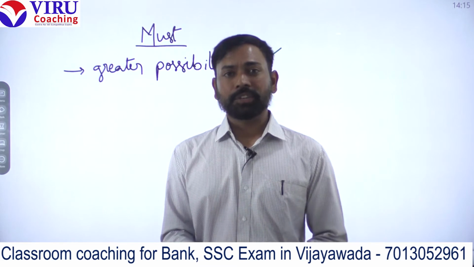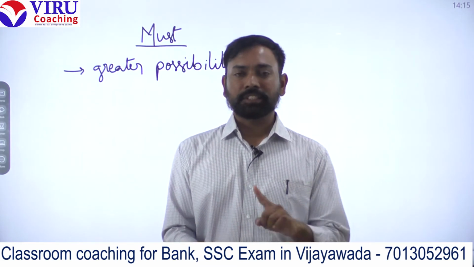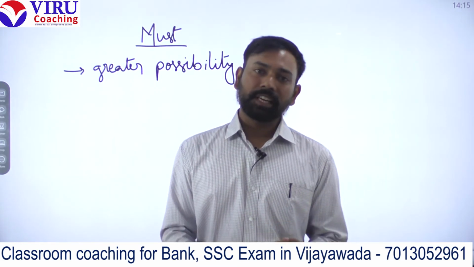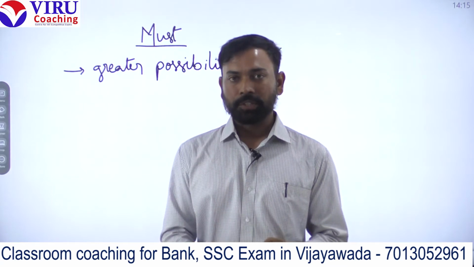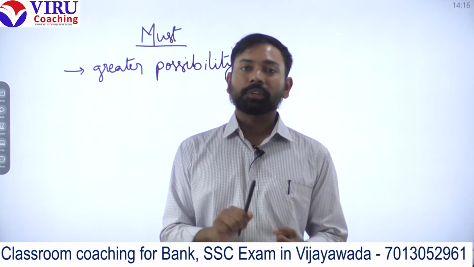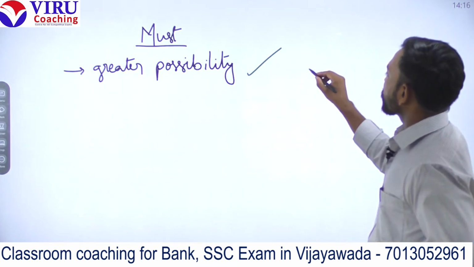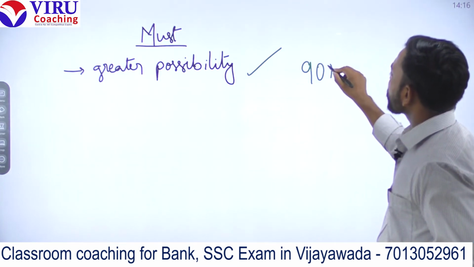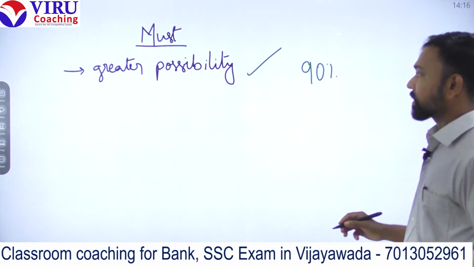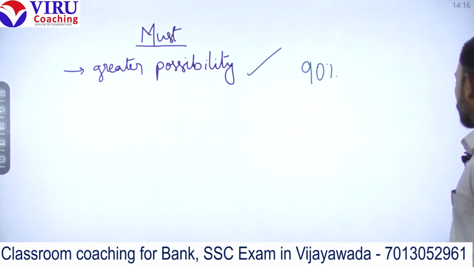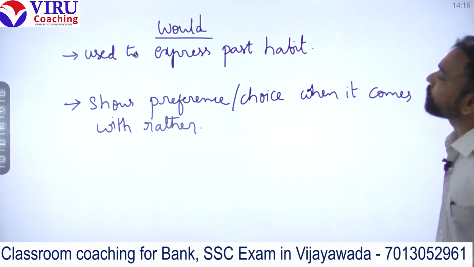So you are very sure that this person is a rich person because he's always staying in 5-star hotels, going to expensive restaurants and always traveling by air. So he must be rich. So must shows greater possibility, maybe 90% or even 99% for that matter.